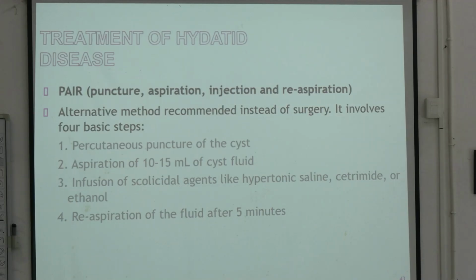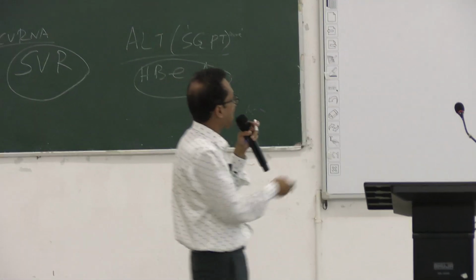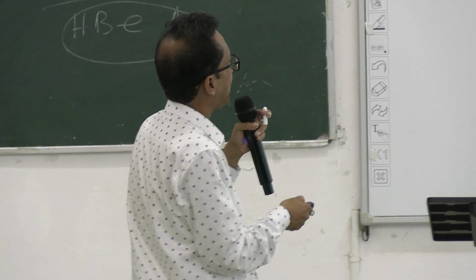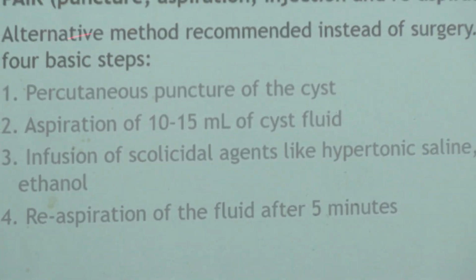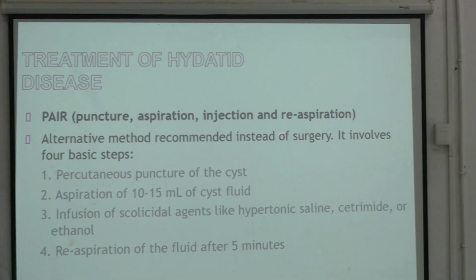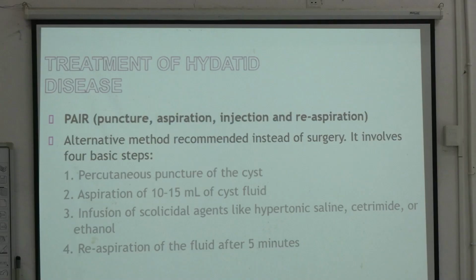What is the common site of hydatid cyst? The common site is the liver, second is the lung, but this patient had a cyst in the peritoneum. It was more difficult to remove. Another treatment, for those with some contraindication to surgery, is PAIR: puncture, aspiration, injection and re-aspiration.